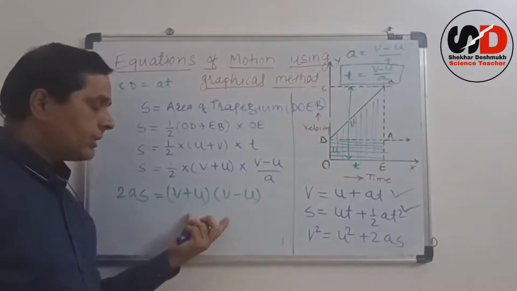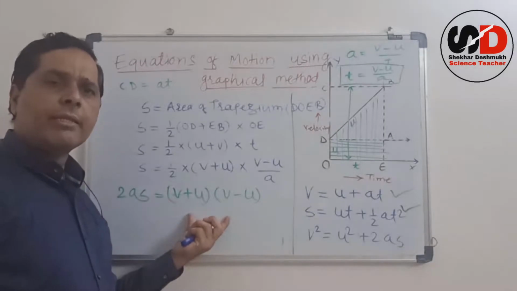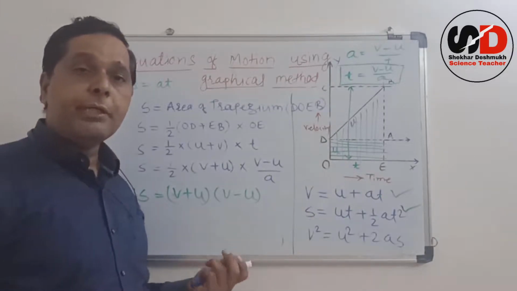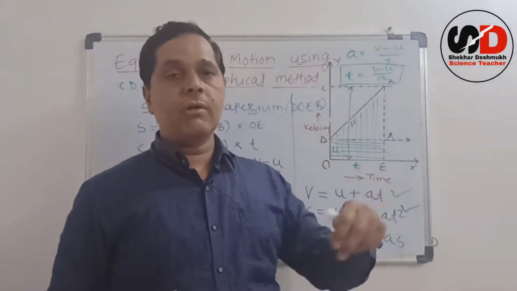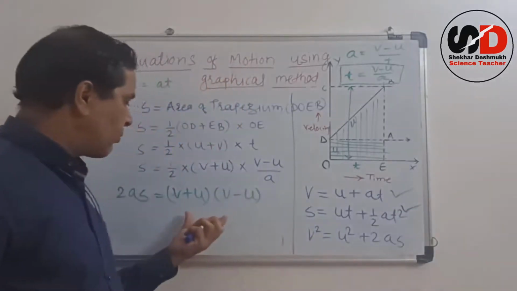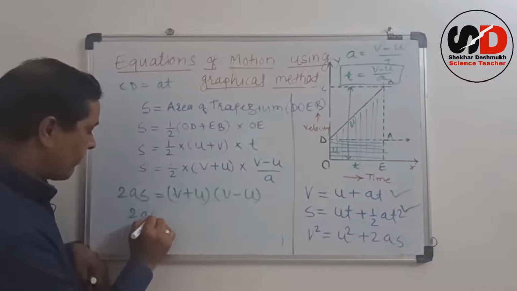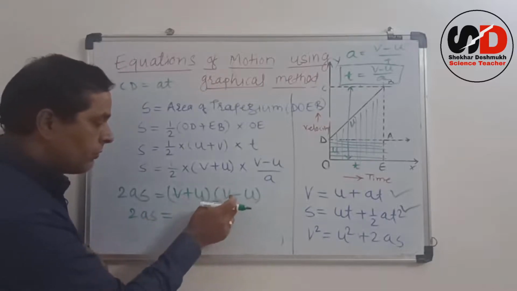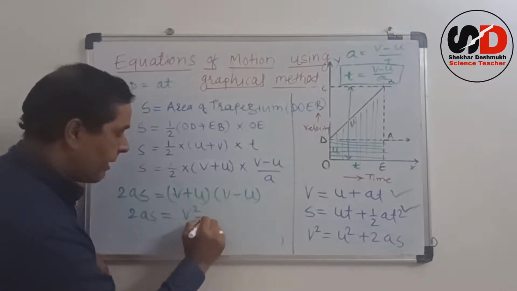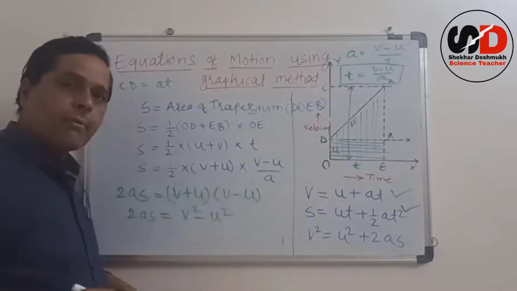And we know this is the simple formula of mathematics. (A plus B) into (A minus B) equals A square minus B square. हाच फॉर्म्युला इथे आहे. So take 2AS is equal to V square minus U square.